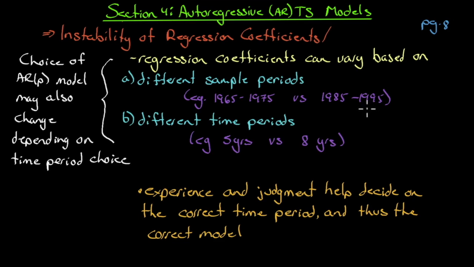So how do we choose the time period? How do we choose the length of the time period? Experience and judgment will help decide the correct time period and thus the correct model.